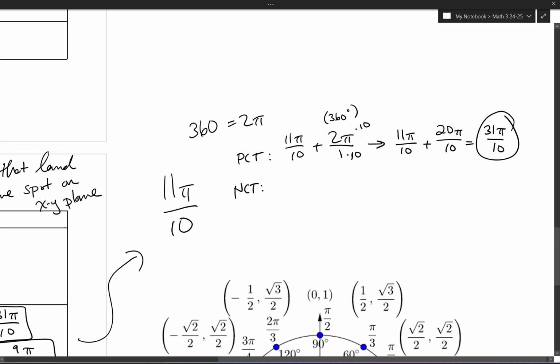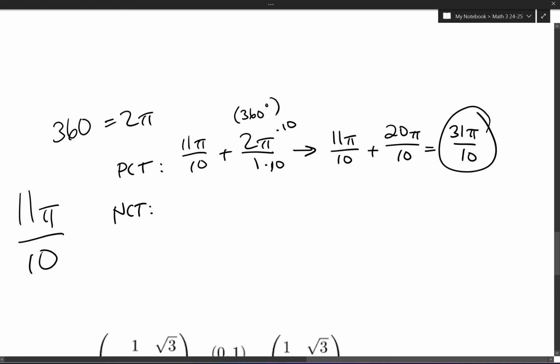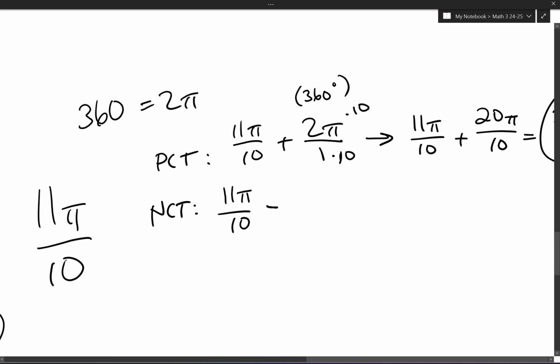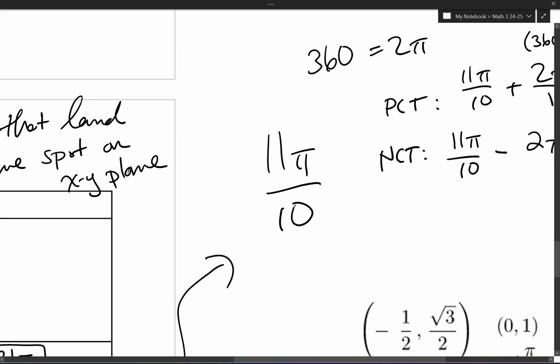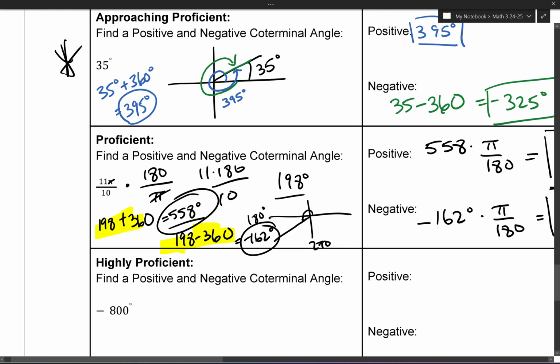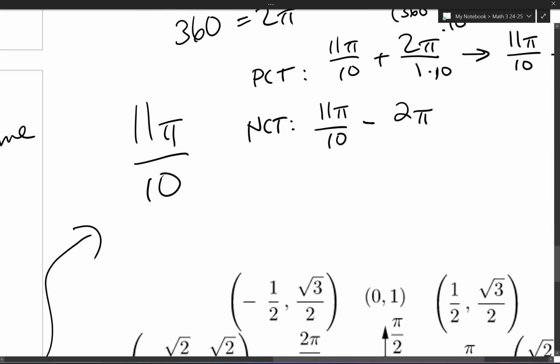Now if I say, give me a negative coterminal angle, I start with the angle that I'm given, but I need a negative one. Well, if I need a negative one, I got to do subtracting. Adding is not going to give me a negative number, so I got to subtract 360. But in terms of radians, it's 2 pi. Same problem, same math as here, just different units.